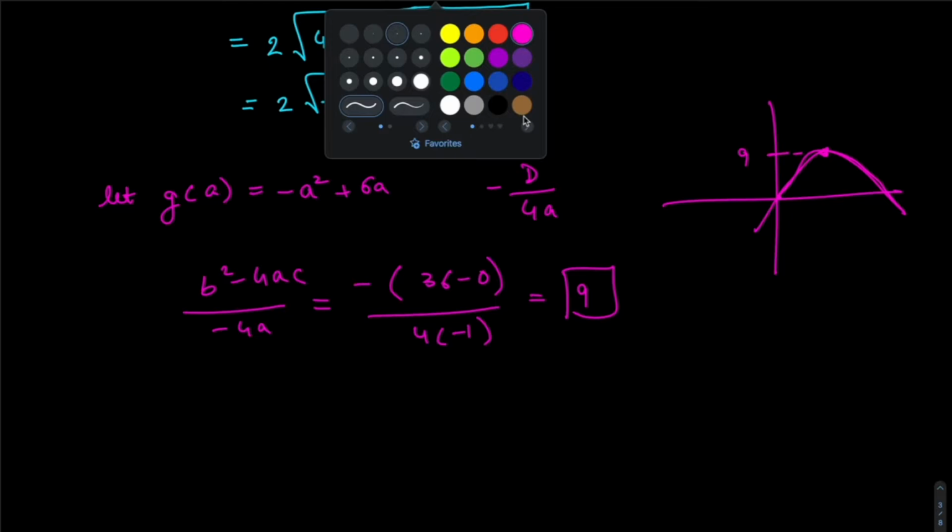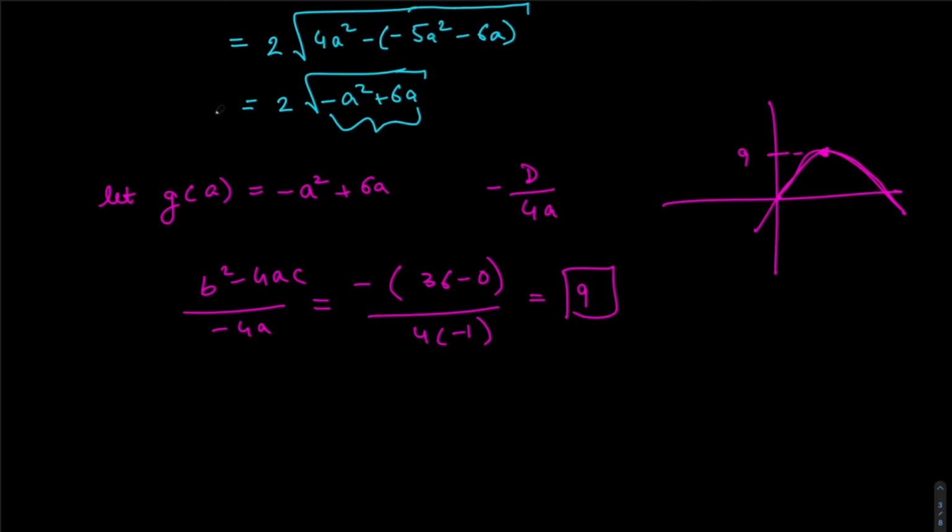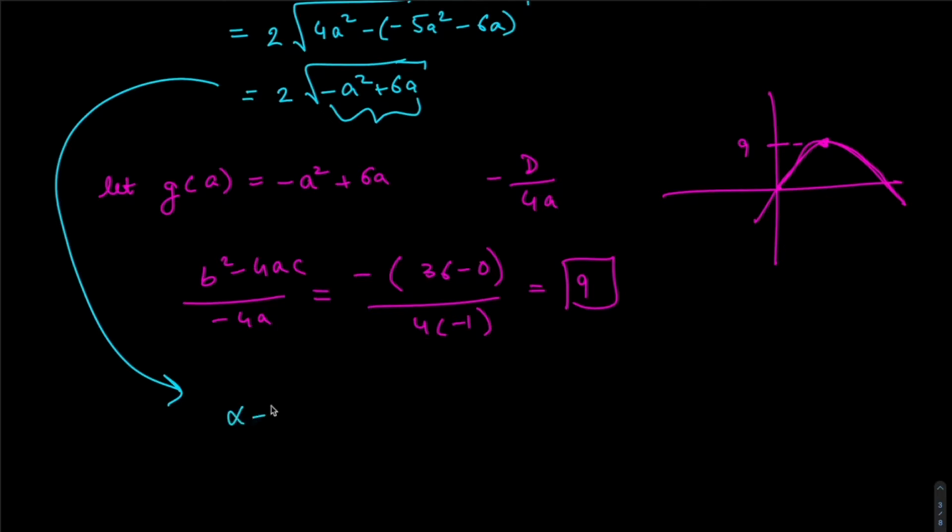I'm going to change the color back now. So changing the color back, I'll make a small arrow like this. So I know the maximum value is 9. So alpha minus beta is just 2 times square root of 9, which is 6. So the maximum distance I can have between these two roots is 6.